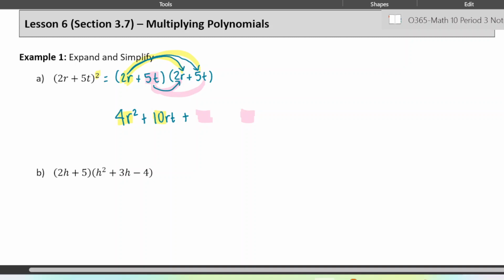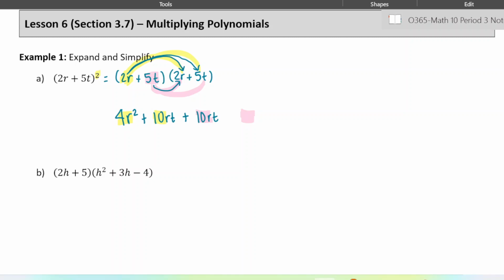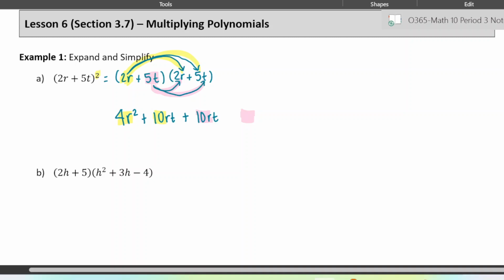5t times 2r, so I'm also going to get 10rt here. Typically, you write it in alphabetical order when you're writing the variables if they're different. So I'll write r first and then t. That's just a convention. It's not wrong to write in the other order, it's just not how you would see it in the answer key. Finally, you'll have 5t times 5t. So 5 times 5 is 25, and then we have t times t, which is t squared.